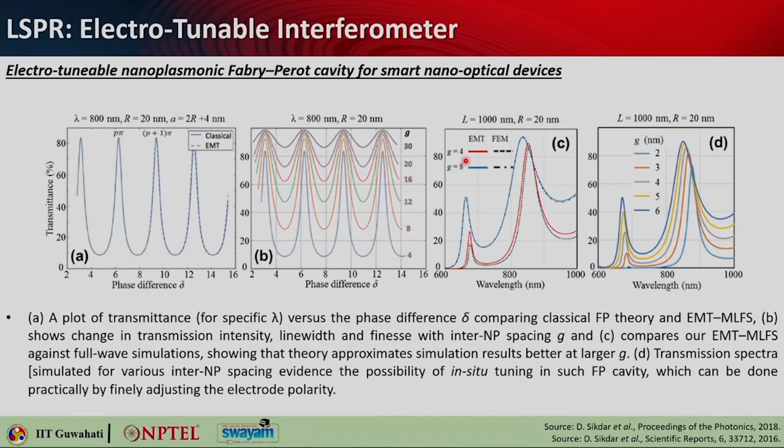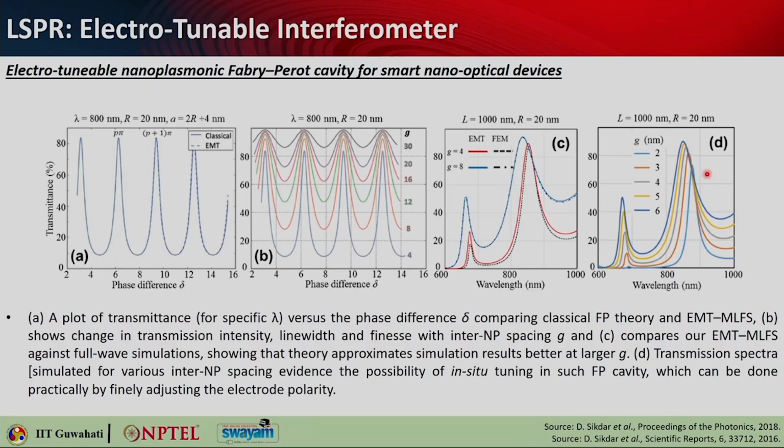So here you get G equals 4, G equals 8. So this is the wavelength tunability. Here you can see the cavity length is fixed, nanoparticle size is fixed, okay, cavity length is 1000 nanometer, that is 1 micron, okay. So you can change the gap between the nanoparticles from 4 nanometer to 8 nanometer. You can see you are able to move from here to here. You can also see a linear scaling like 2, 3, 4, 5, 6. This is the way you change the gap. So you are also able to continuously tune the transmittance peak, okay.